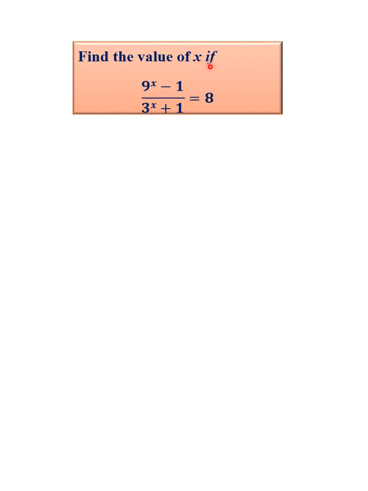We have to find the value of x in this indicial equation. This is the equation and our target is to find x. To solve this problem, we want to identify similarities between the numerator and the denominator. If we decide to make this 1 become 3 to the power of 0 and this become 9 to the power of 0, we will not be able to factorize or simplify the numerator and denominator. So we are not going that route.